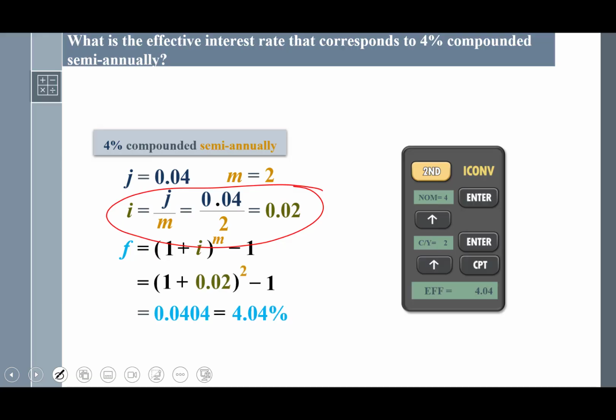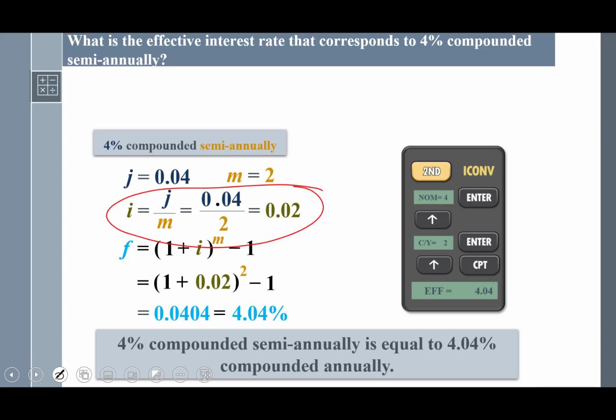Then plug it in and you should get the same answer, which is 4.04%. What does that mean? It means 4% compounded semi-annually is the same as 4.04% compounded annually.